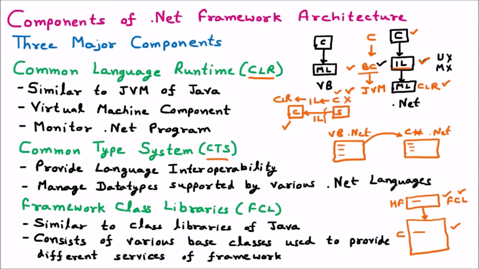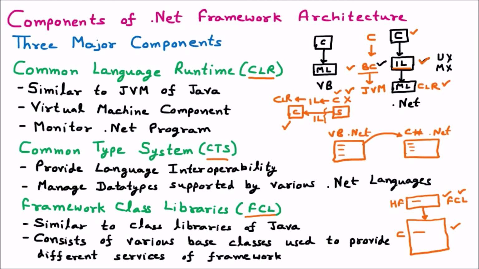The third component of .NET is the Framework Class Library. We know that it is very essential whenever we make any program. Let's say in C, we have the printf and scanf functions. These are already defined, and we have the stdio.h header file for that. Similarly, in Java or .NET, we have libraries where all the functions are defined. So these are the three major components of .NET: CLR, CTS and FCL.